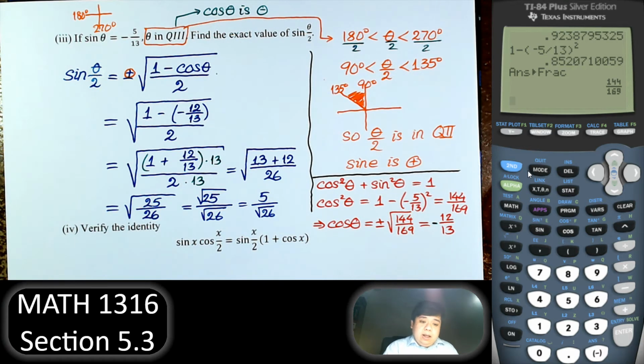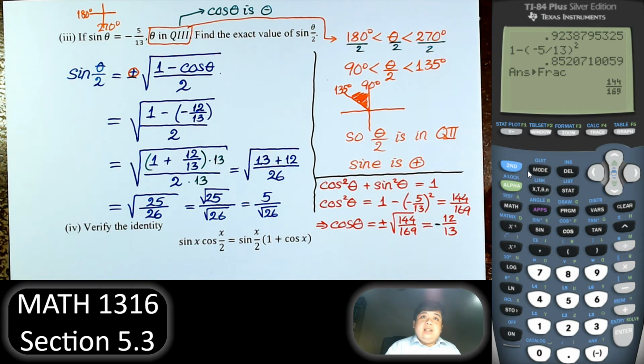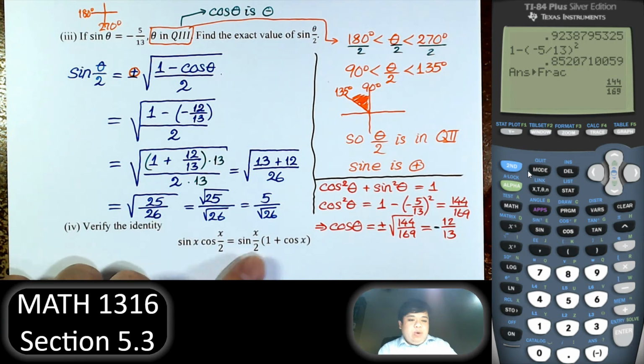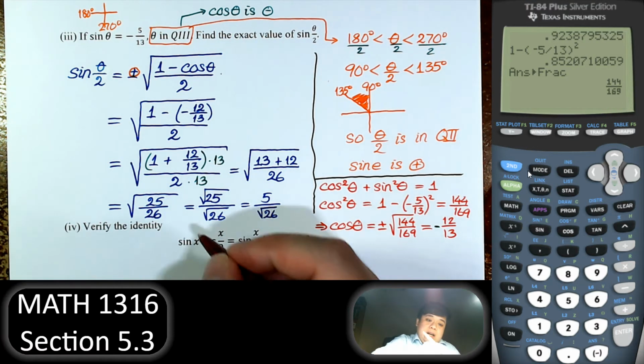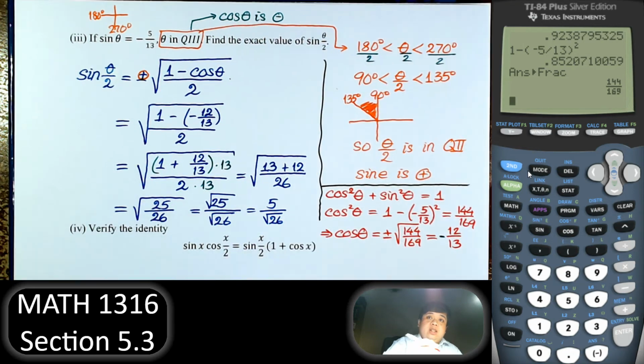Right. Next, I'll verify this identity, so we don't know if this is true or not. But the easiest way to prove, because when we have the half angle formula, that could be positive, could be negative, so it'll be more difficult to prove. So the easier one to do is just like what we did before. Let x over 2 be something.